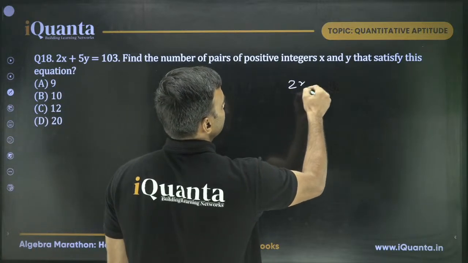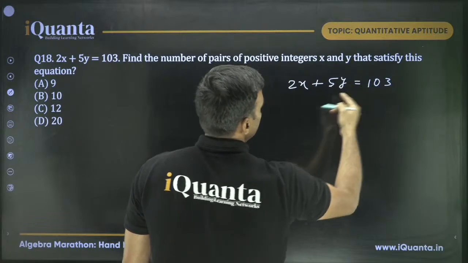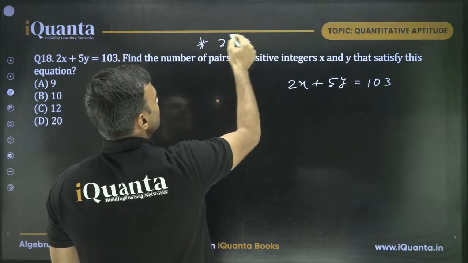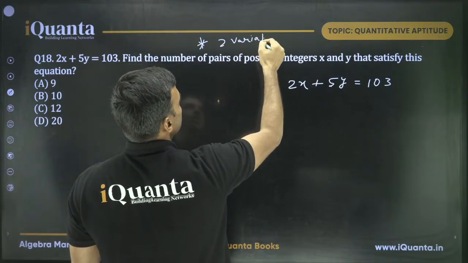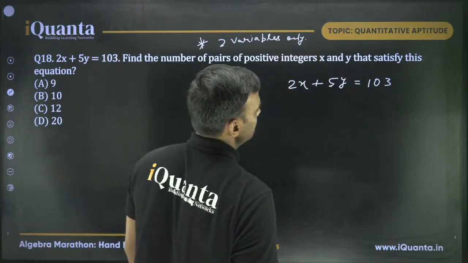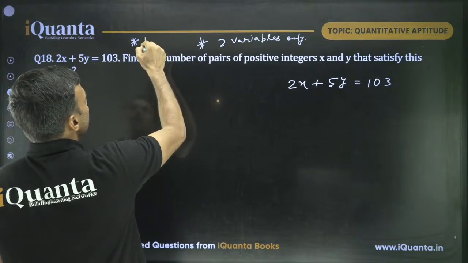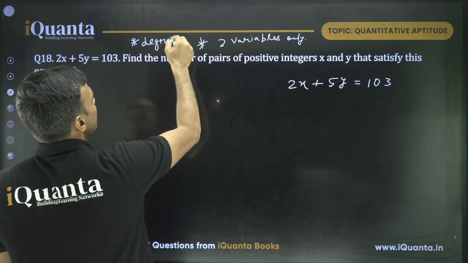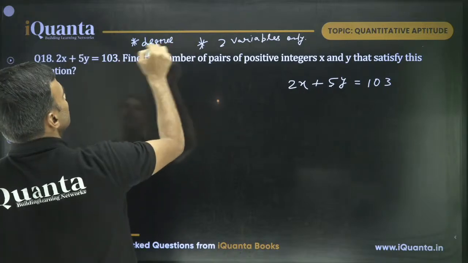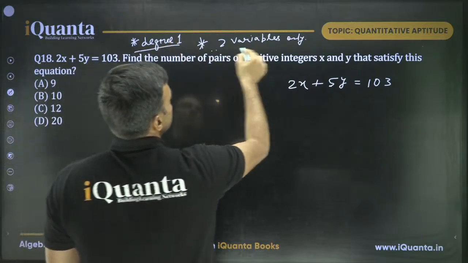2x plus 5y is equal to 103. Condition, 2 variables only. You know, any shortcut, any trick comes with conditions, so be careful about that. 2 variables only, that is one condition. दूसरा, linear means degree 1. ये degree 2 पे काम नहीं करेगा. This won't work. What I am discussing right now, it won't work on anything other than degree 1. ठीक है?